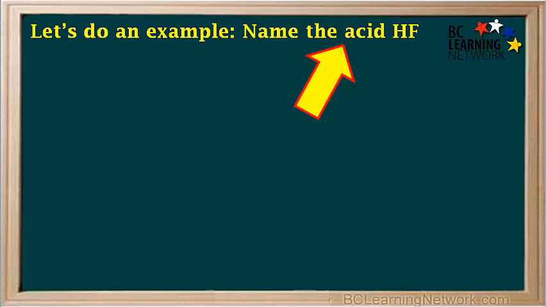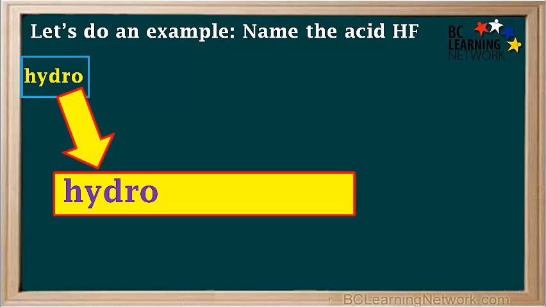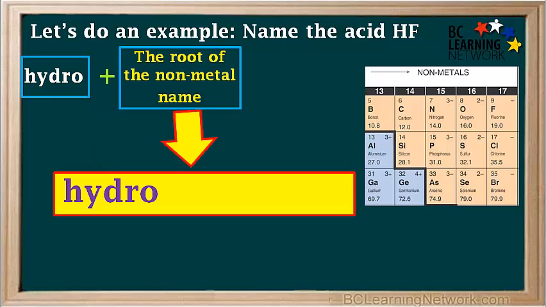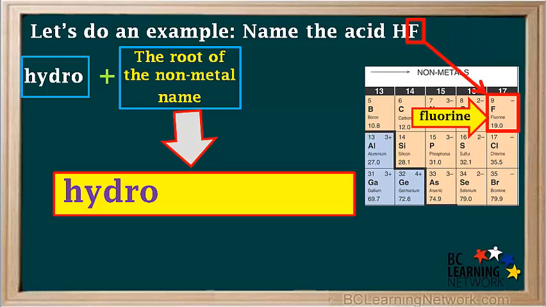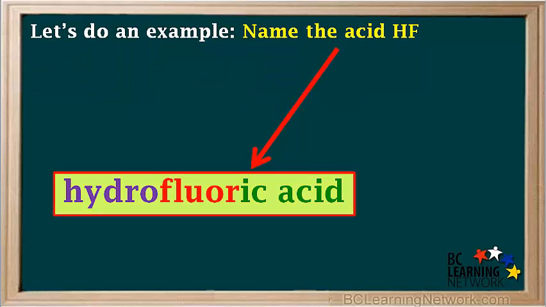Let's do an example. Name the acid HF. HF has only two elements, so it's binary. Therefore, we can use the system for naming binary acids. So we start by writing the prefix hydro. Next, we add the root of the nonmetal name. The nonmetal name is fluorine, so the root of the name is fluor, F-L-U-O-R. Notice that in the name of fluorine, the U comes before the O. Lastly, we add the ending ic, acid. So to summarize, the name of this acid is hydrofluoric acid.